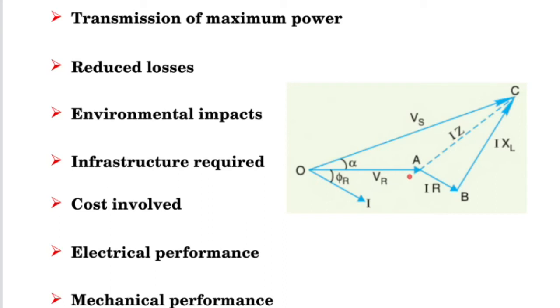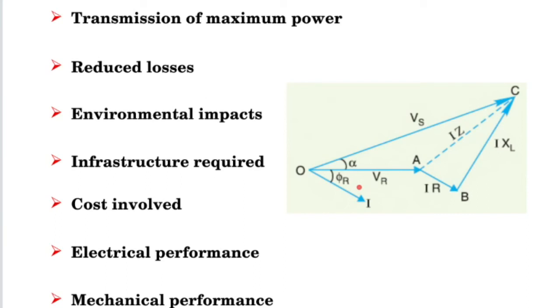that is not always the case. Sometimes they might be equal. Receiving end voltage might be larger than the sending end voltage. I'll come to that one again. But the current that is shown on the phasor diagram is lagging by the angle phi r, the receiving end power factor angle. Phi is the power factor angle and r is for receiving end.